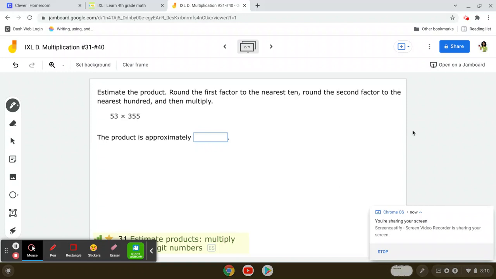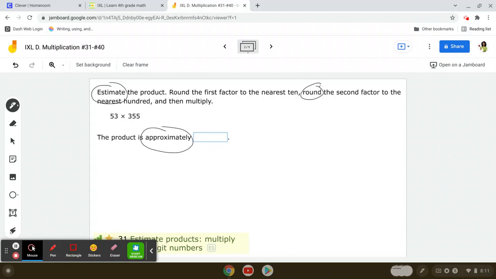Alright, I'm going to do another video on skill 31, estimating products, multiplying by two-digit numbers. So this one is the same type of problem. They're asking you to estimate. Remember in the last video, we talked about approximating or estimating being synonyms, and they're basically asking you to probably round and give an answer that's about the answer, not the exact answer. So let's read the information.